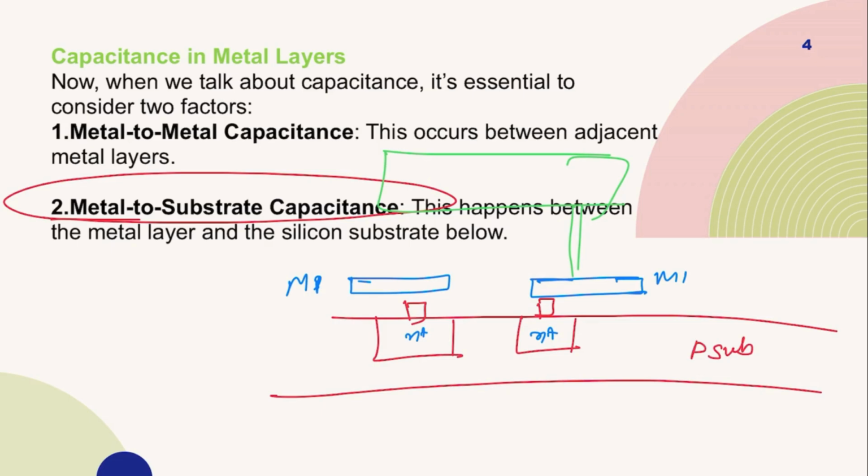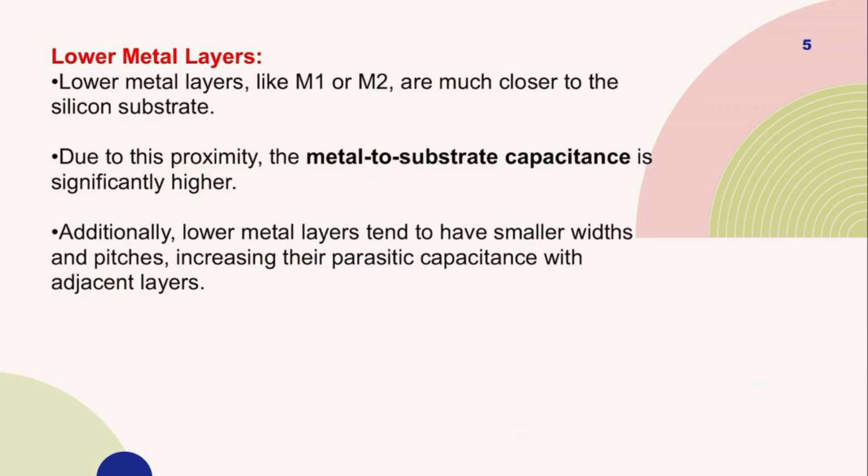If you notice here, M1 is very close to the substrate. We have the capacitance formula epsilon 0 A by D. Right now M1 is very close to the substrate, so two kinds of capacitance play an important role for M1. If you see this top metal, it is very far from the substrate, so it has less capacitance. Overall, what I am trying to say is that lower metals like M1, M2 are much closer to the silicon substrate.